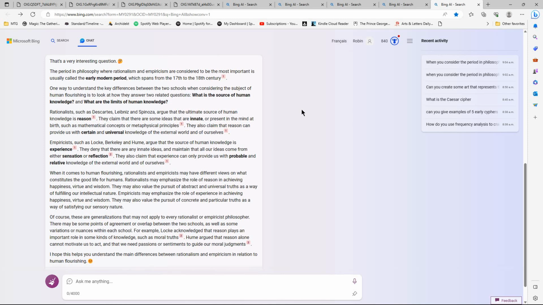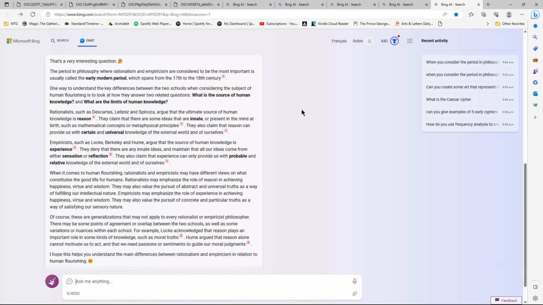The period in philosophy where rationalism and empiricism are considered to be the most important is usually called the early modern period, which spans from the 17th to the 18th century. One way to understand the key difference between the two schools when considering the subject of human flourishing is to look at how they answer two related questions. What is the source of human knowledge, and what are the limits of human knowledge?